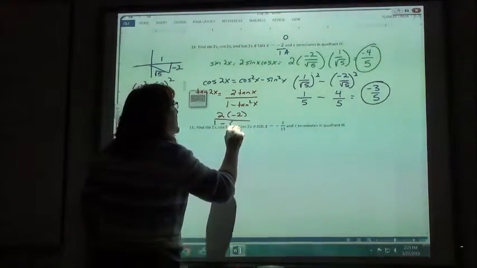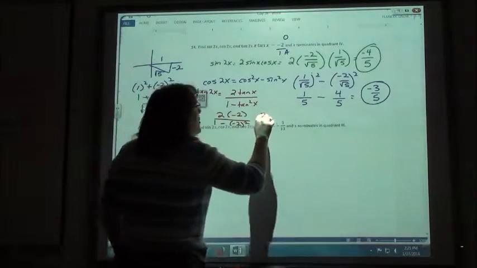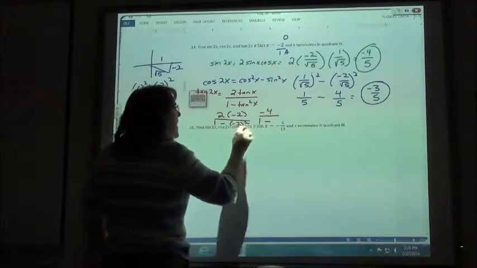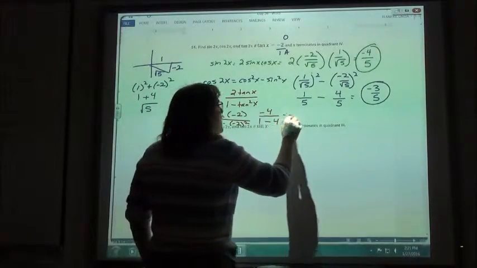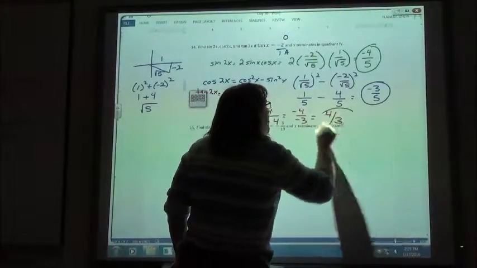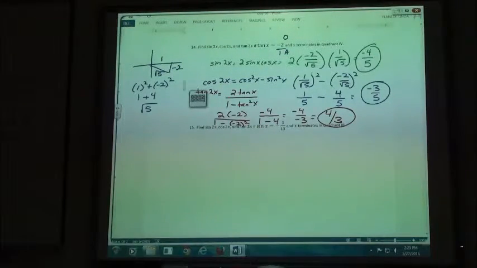And 1 minus the tangent squared. So 2 times negative 2 would be negative 4. This is going to give me 1 minus a negative 2 squared is 4. So I get negative 4 over negative 3, which is a positive 4/3 for my tangent of 2x.